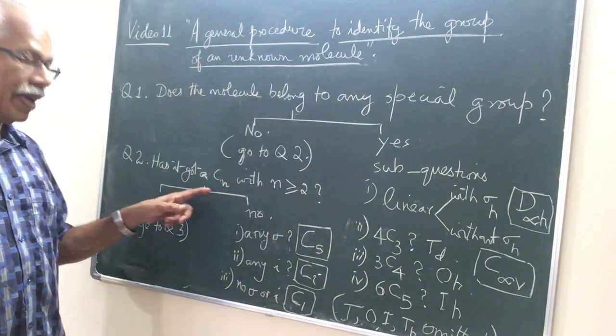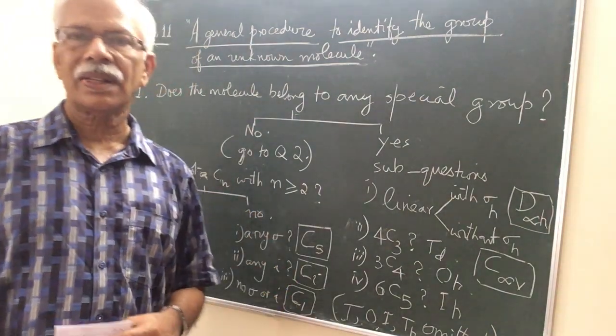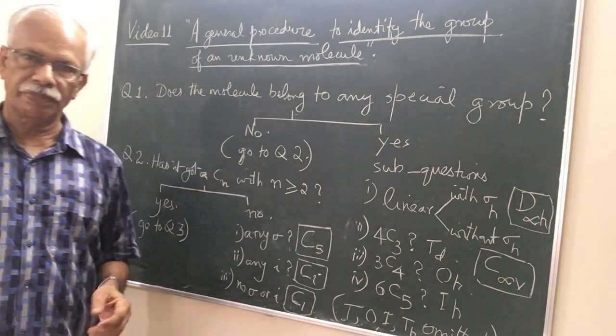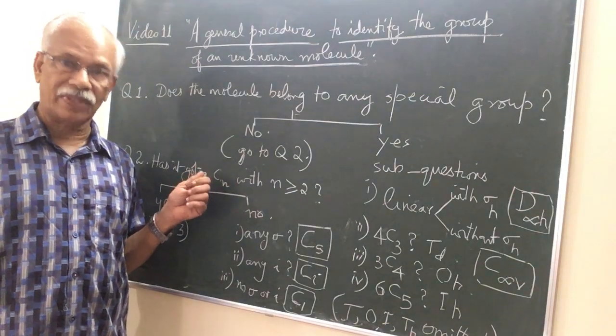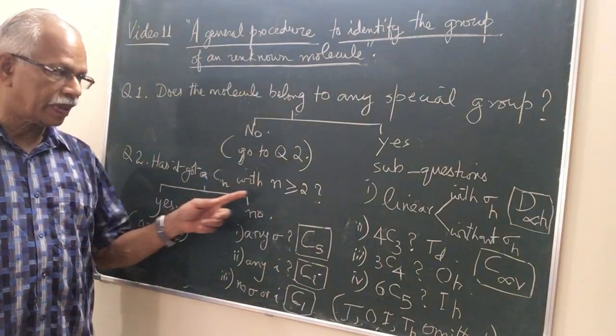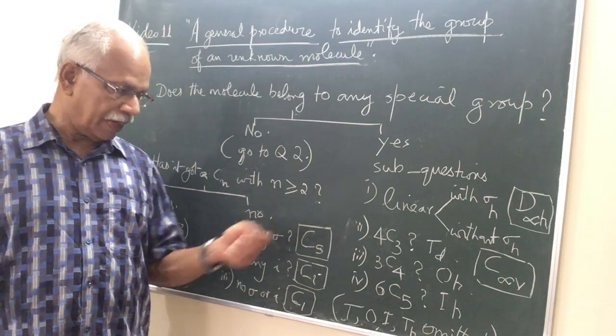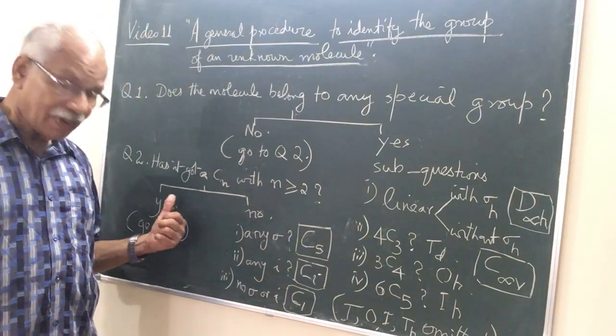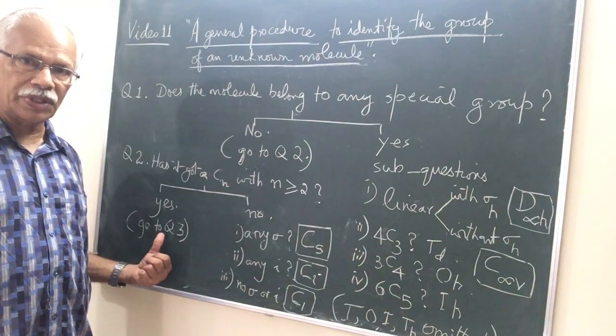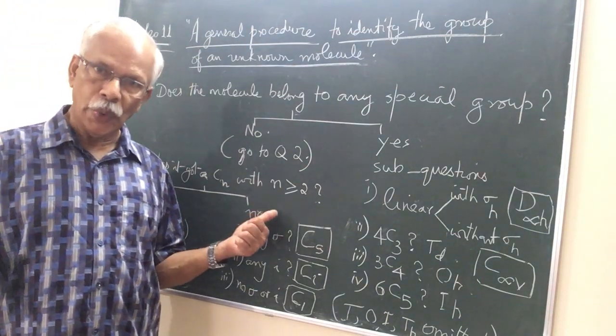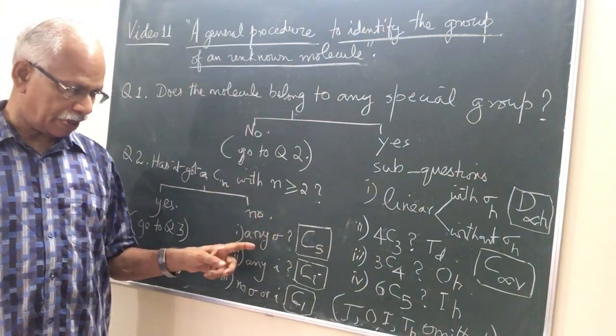Has it got a proper axis Cn with n greater than or equal to 2? And if the answer is yes, you have to go to question 3. But if the answer is no, you ask these sub-questions.